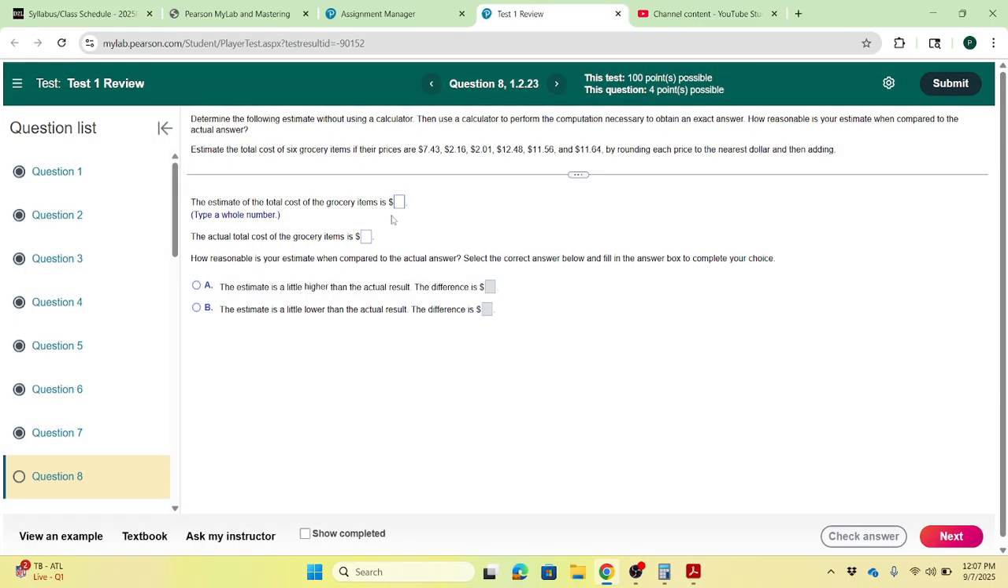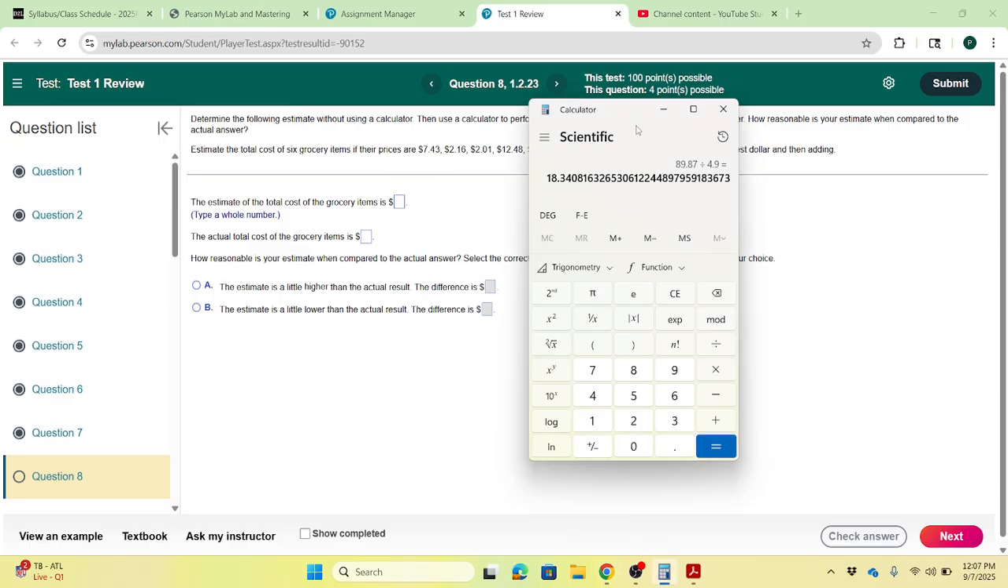One more time, it's estimation. Determine the following estimate without using a calculator. Then use a calculator to perform the computation necessary to obtain an exact answer. Estimate the total cost of 6 grocery items if their prices are 7.43, 2.16, 2.01, 12.48. So estimate the total cost. Just estimate. The first one is 7.